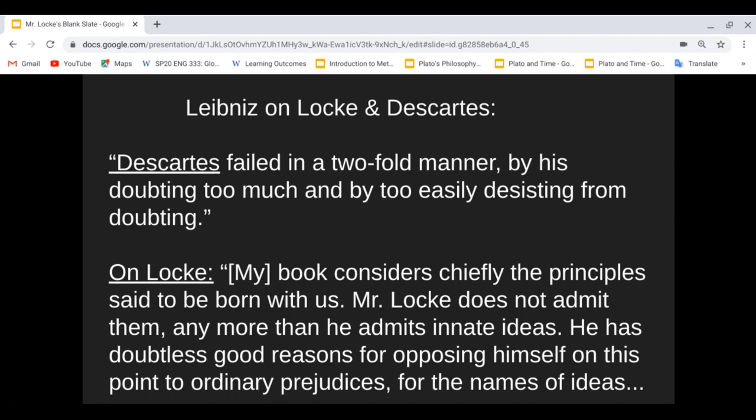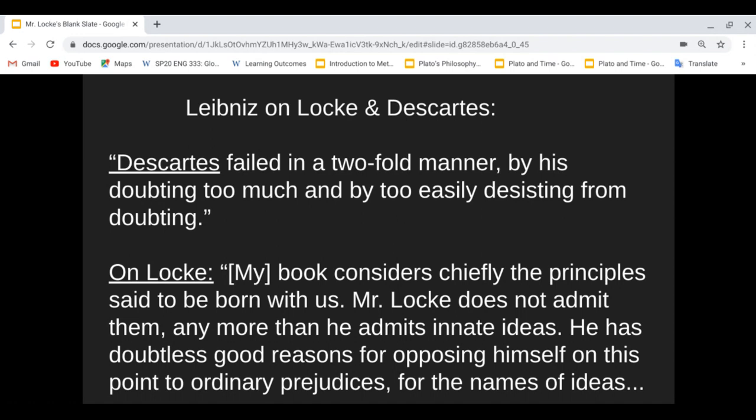Another way to say that is he doubted too much, and he gave up doubting a little bit too easily. So in the first case, he was too doubtful of the empirical world of the stimulus or the trace, the impressions we've been discussing here. But he gave up doubting a little bit too hastily when he made this claim to existence and asserted his cogito.